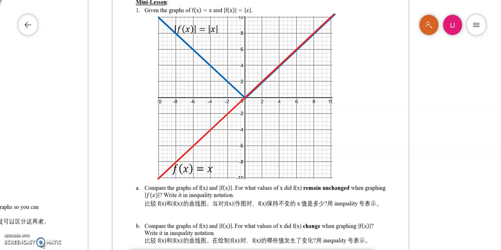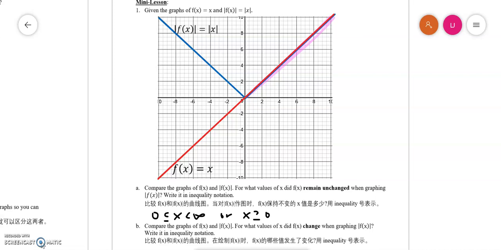Where does f of x remain unchanged when graphing absolute value of f of x? In other words, where are x and absolute value of x the same? And we can see it happens here where these functions overlap. That's where these functions are the same. So let's write this in inequality notation. There are two ways to write it. We have 0 is less than or equal to x is less than infinity, or just x is greater than or equal to 0. Either way, it works.